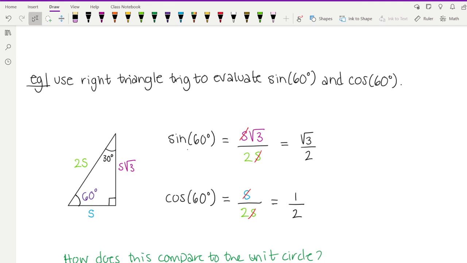So as I mentioned, in our next video, we're going to be doing a few applications of right triangle trig so that you can see why this is a useful thing to do rather than always using the unit circle. So I'll see you all in the next video.